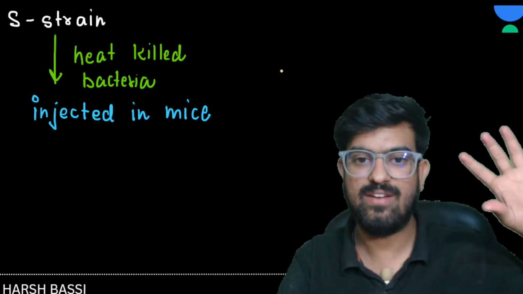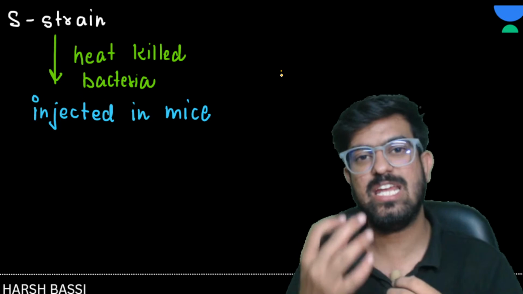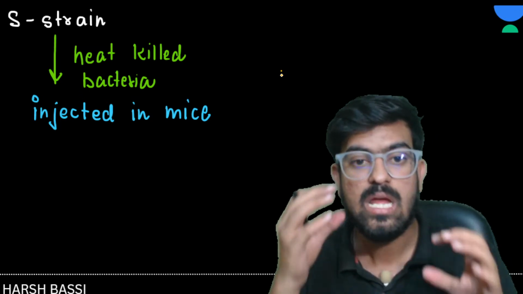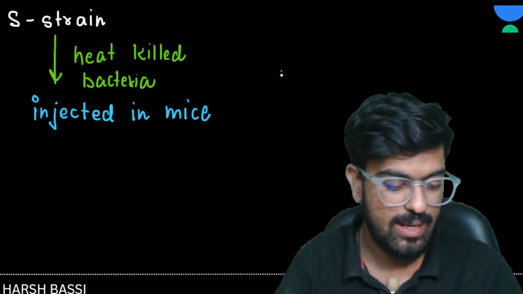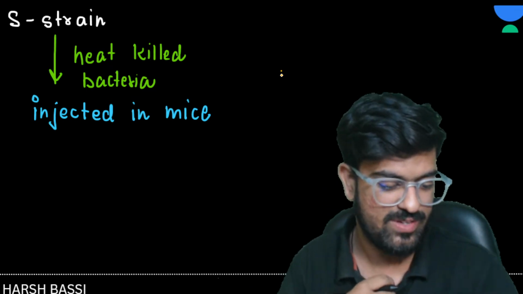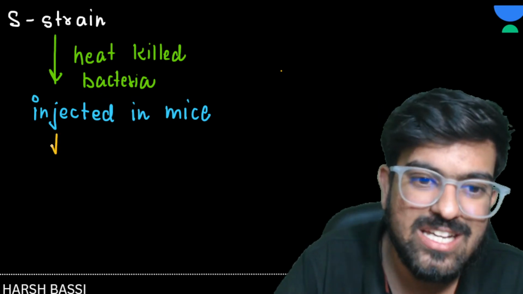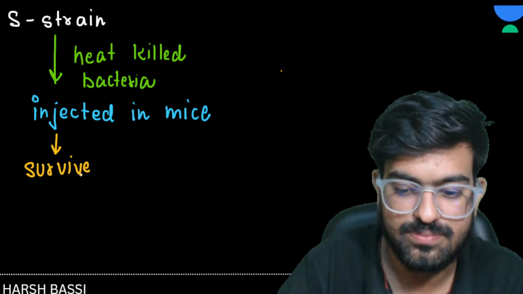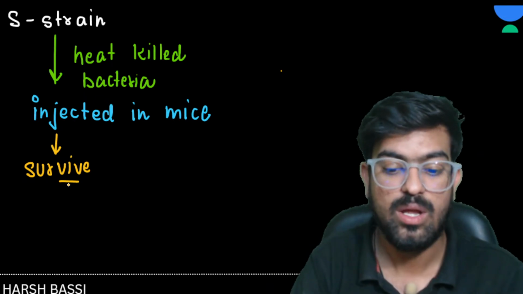What have we done? Griffith has taken the S strain bacteria, and that S strain bacteria is now heat killed. And when that heat killed bacteria is injected in the mice, what is going to happen? Shivesh is saying that the mice will die, that the mice will RIP. So guys, the mice will survive here. Okay, mice survived.